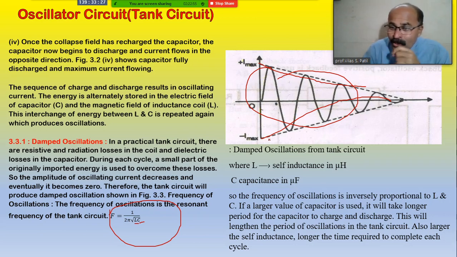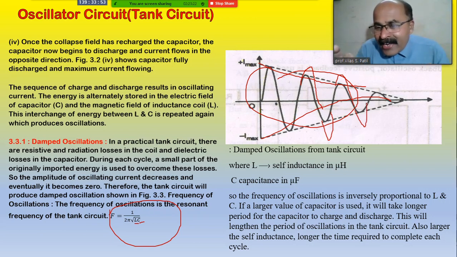But to convert this damped oscillatory motion into an undamped, sustainable oscillatory motion, we have to add some power for each oscillation. Here we have to add, here again we have to add. This means that in each cycle we have to add some power, that is I squared R, in the same phase.